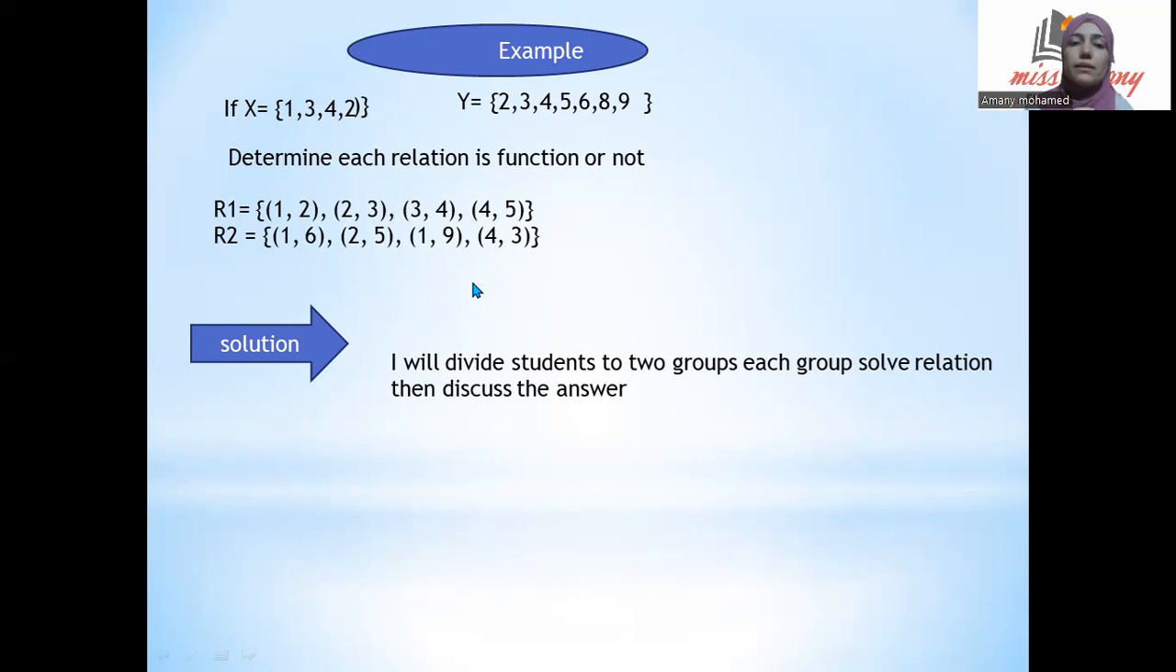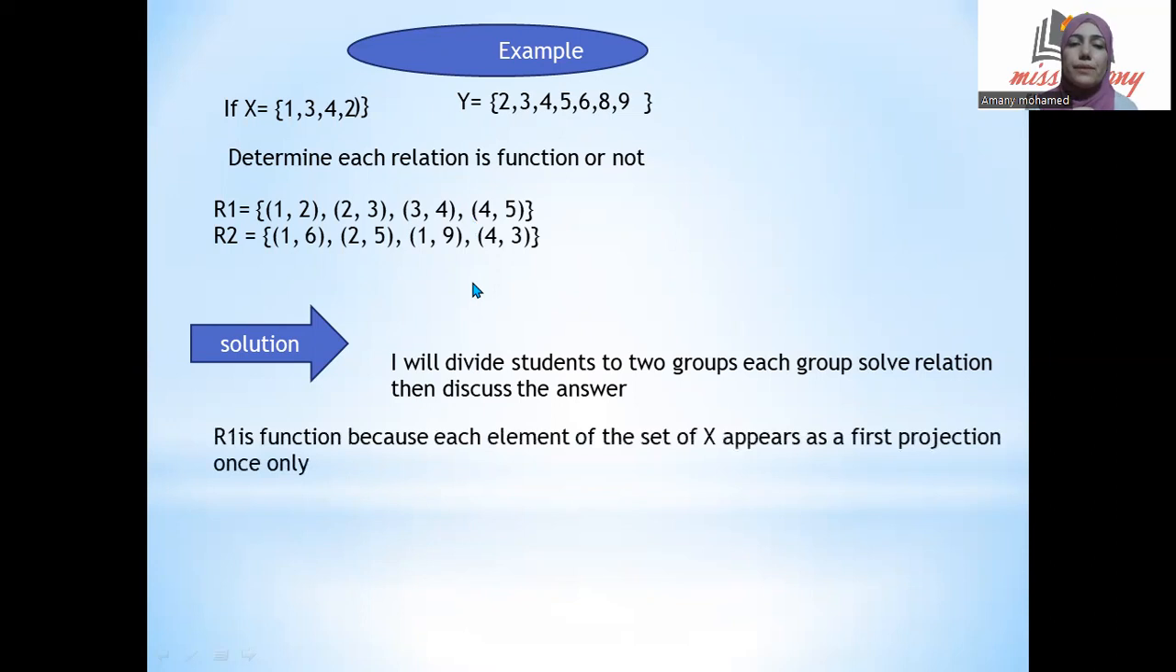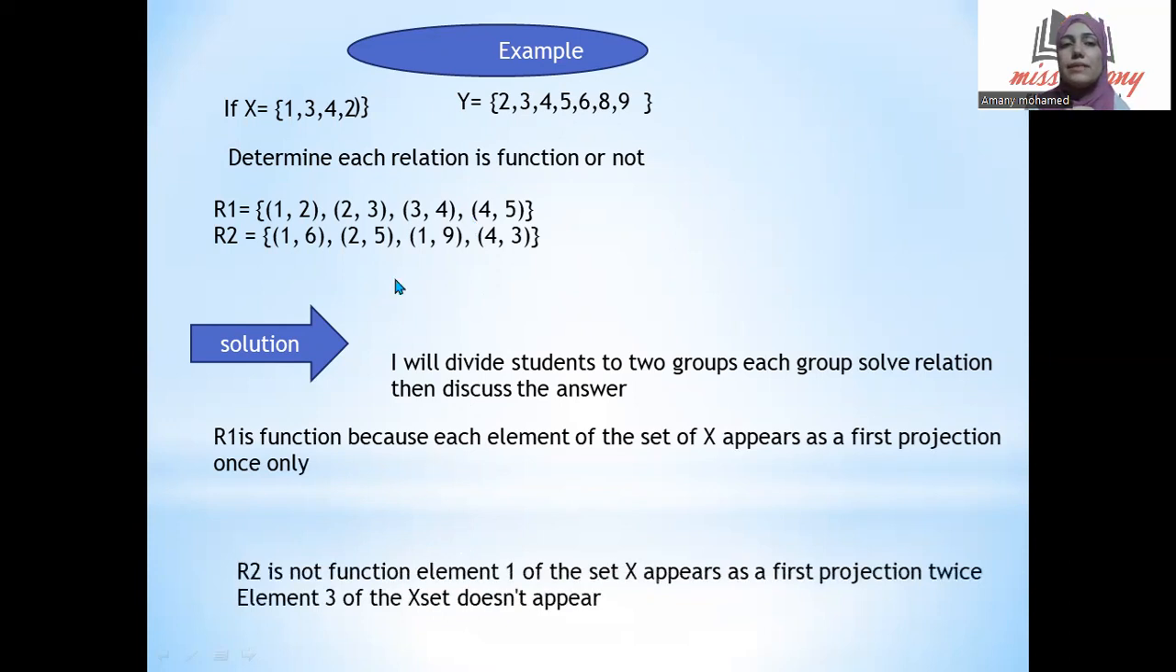Here, the first relation, we found that each element, 1, 2, 3 and 4, appears from 1, 2, 3, 4, which is the input set or x-axis, and only appears one time. So relation 1 is a function because each element of the set of X appears as a first projection only once.